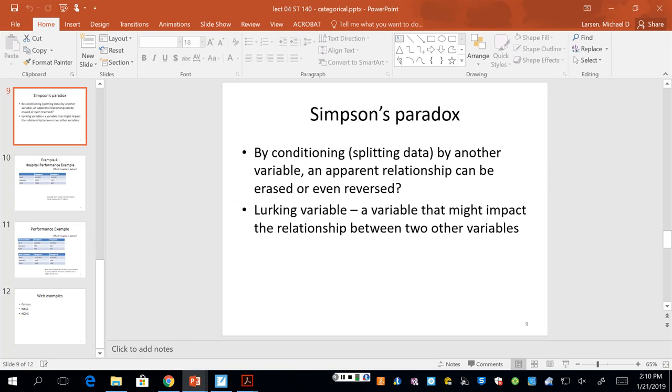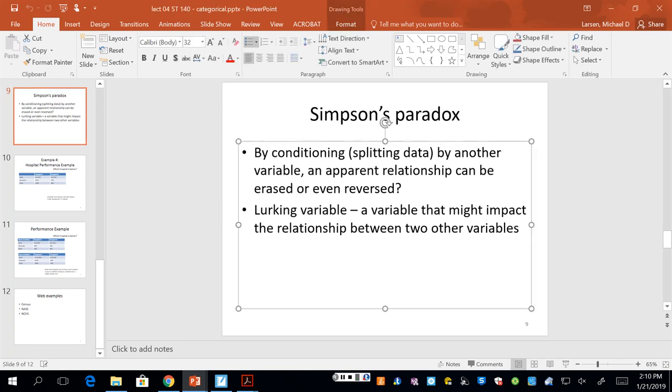The idea is that by conditioning or splitting data by another variable, an apparent relationship that was there originally might go away, or it might be reversed, depending on how things go. The variable that you break it on is sometimes called a lurking variable, or a confounding variable, but it's another variable that might impact the relationship between those two.